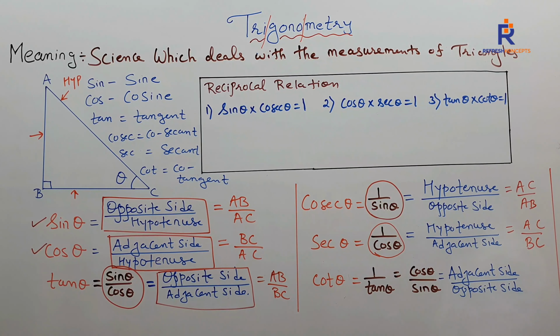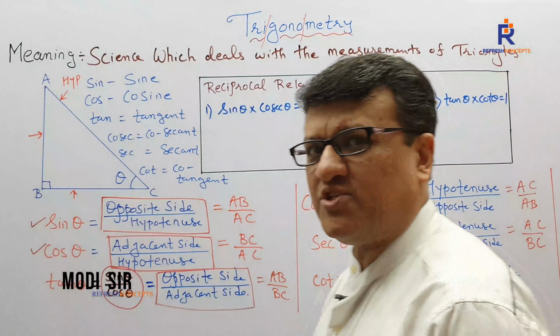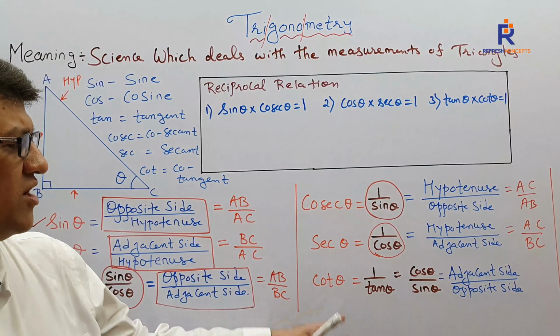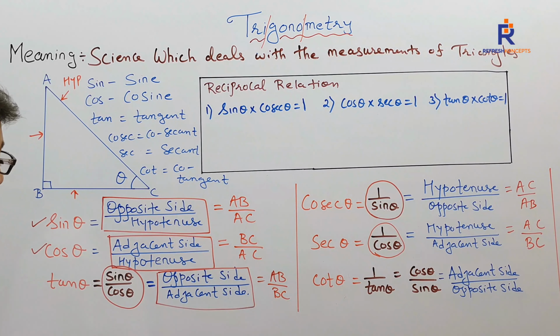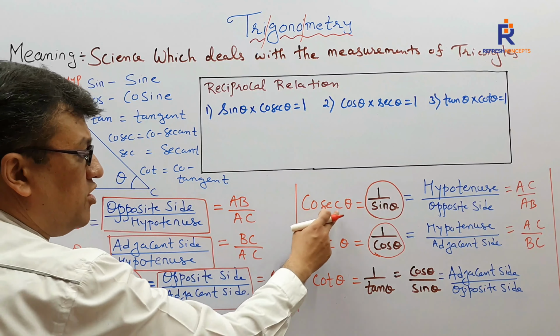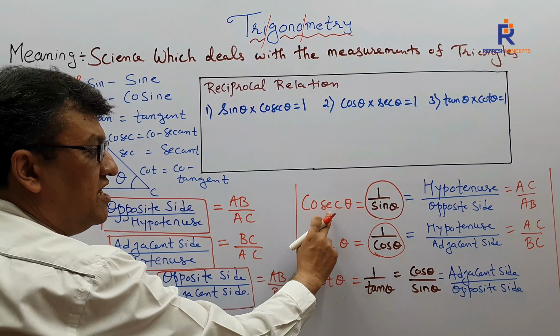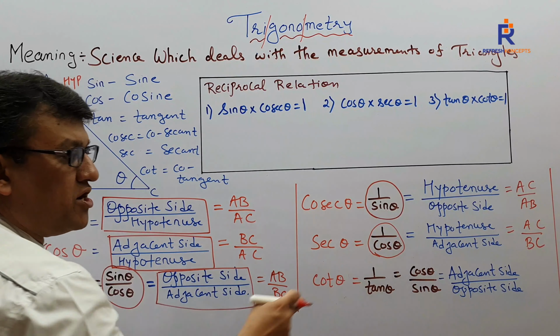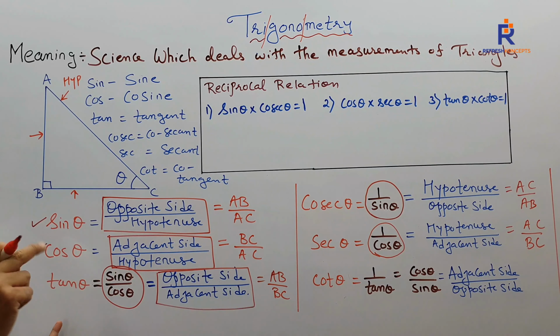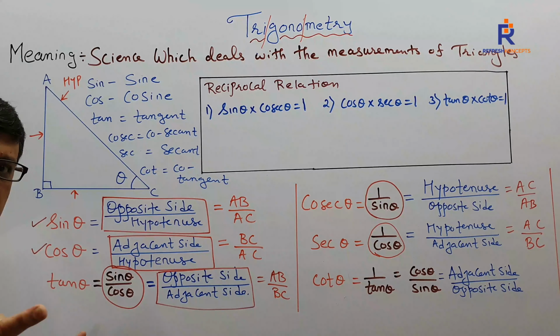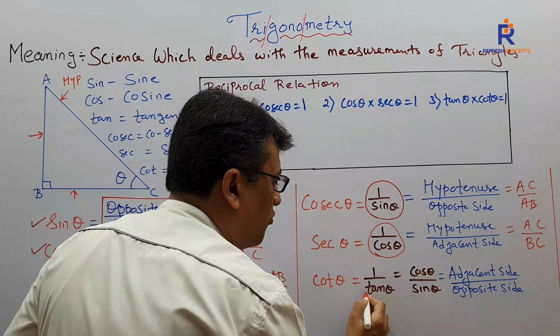Right? Last is cot. Now, there are two relations that you can see. I have written cot as 1 by tan. Why? Because for sine and cos, we are talking about inverse functions. Cosec is 1 by sine, sec is 1 by cos. Likewise, if we talk in terms of inverse or reciprocal function, cot is nothing but 1 by tan.